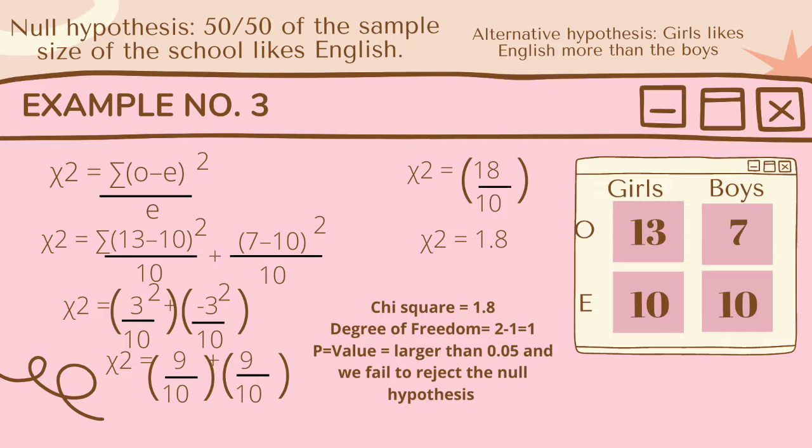The p-value is larger than 0.05 and we fail to reject the null hypothesis. Take note that the null hypothesis is always stated in the negative. This is because you have to be able to prove something that is indeed true. But it is important to note that a failure to reject does not really mean that the null hypothesis is true, which is 50-50 of the sample size of the school likes English. Only that the test did not prove it to be false.